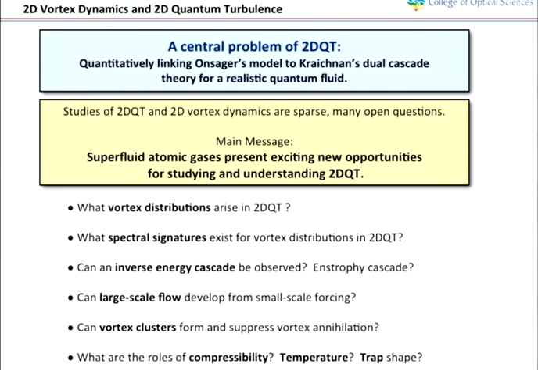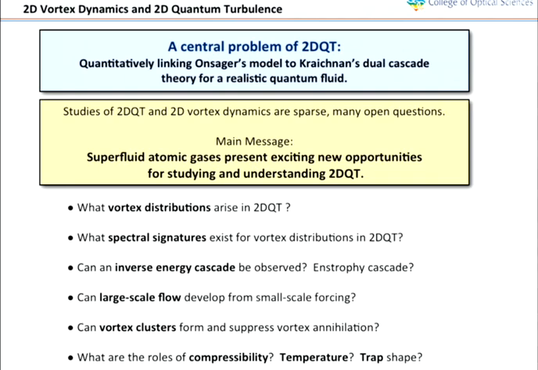Okay, so to recap, a central problem of two-dimensional quantum turbulence is quantitatively linking Onsager's model, where the point vortex model is realistic, to Kraichnan's dual cascade theory for a realistic quantum fluid. And the main message of this talk, or what I hope to convey, is that BECs, or superfluid atomic gases, present some exciting new opportunities for studying and understanding two-dimensional quantum turbulence in an entirely new platform.